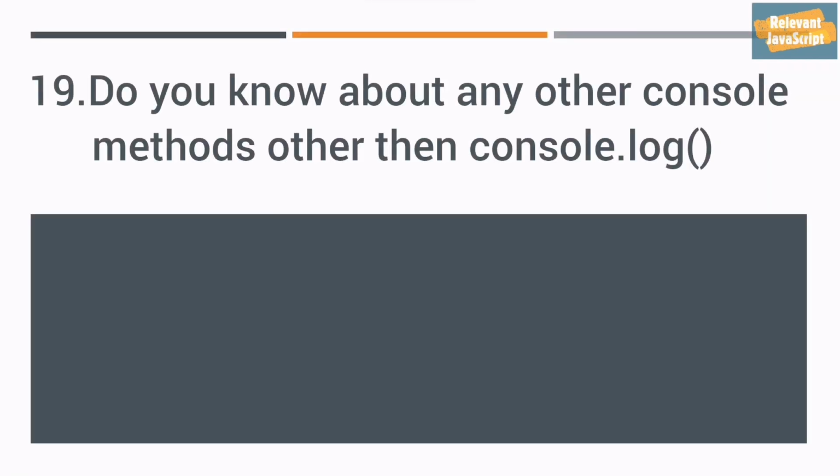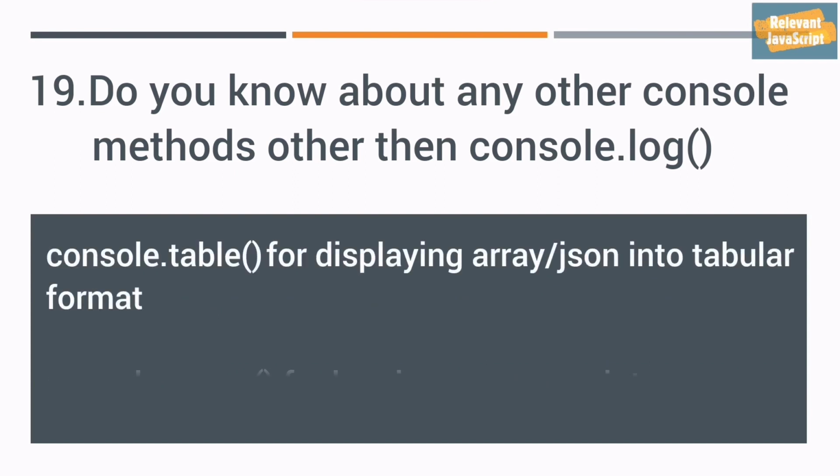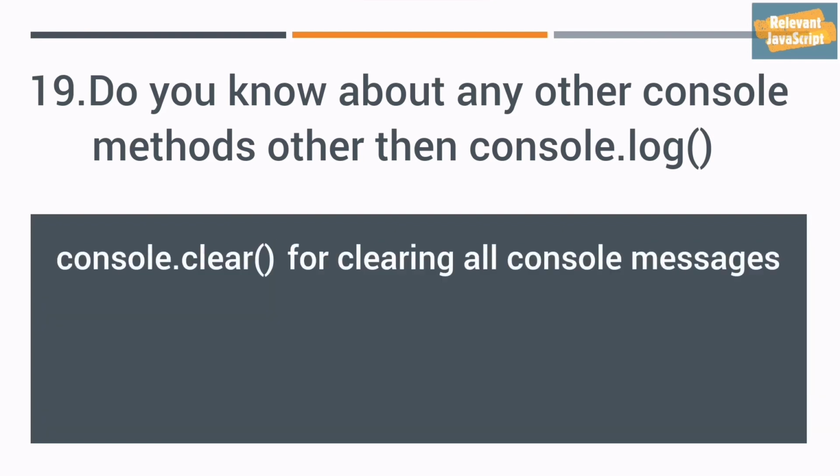19th question. Do you know about any other console methods other than console.log? Console.error, for logging errors in red text. Console.warn, for logging warnings in yellow text. Console.table, for displaying arrays and JSON in tabular format. Console.group, for logging messages into groups. Console.clear, for clearing all the console messages.